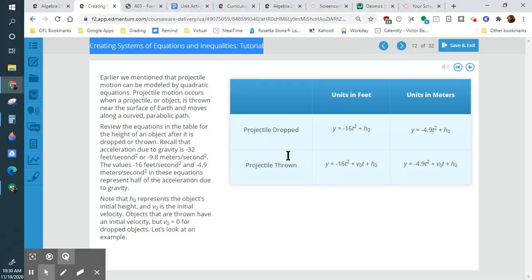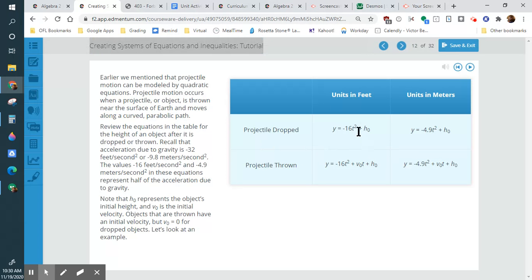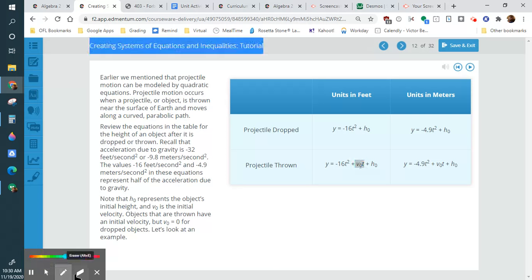So if we're dropping something, we're not really adding any velocity to it. It's just falling from wherever the height is. If we're throwing something, we are adding some velocity, like we're throwing it up and then it comes back down. So that's why you'll notice that this part gets added to a formula if we're throwing something. If we throw something up, it will come back down. We're adding a velocity going up. Gravity is the force pushing it down.